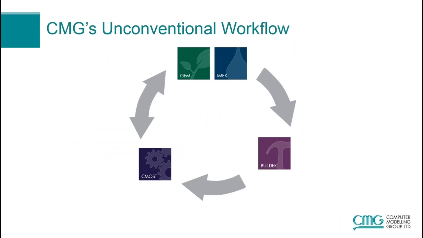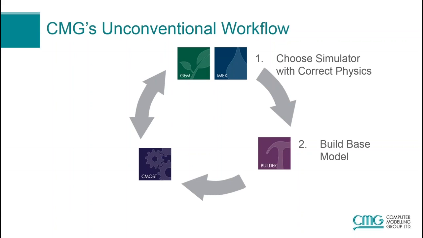So for those of you not familiar with CMG's unconventional workflow, here's a brief overview. First, we'll choose the simulator with appropriate physics for what we are trying to model. Do we need IMEX? Do we need GEM? Once we know that, we can move on to building a base model, creating our grid, defining reservoir properties for our matrix, as well as natural fractures if they exist, create a fluid model, define our relative permeability, initialize our model with fluid contacts and initial pressure, and finally, define our wells and production data.